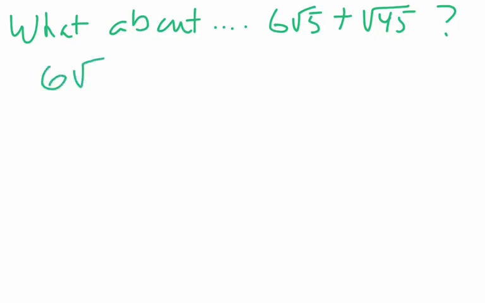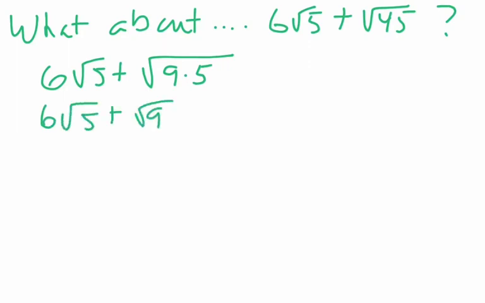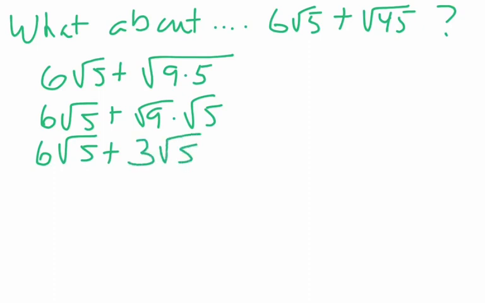So over here on the left, we'll do 6 root 5, and then the square root of 45. 45 factors into 9 times 5. And we've done this before. So we have the square root of 9 times the square root of 5. Now what I am doing in the middle of this is reviewing once again how to simplify square roots. Square root of 9 is 3. And now my radicands match.